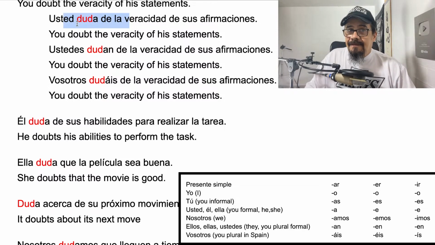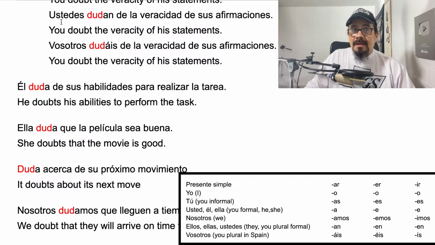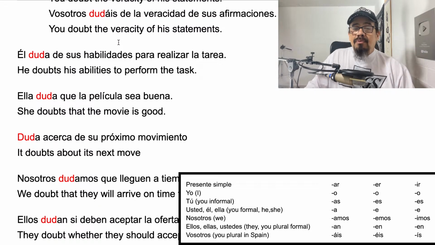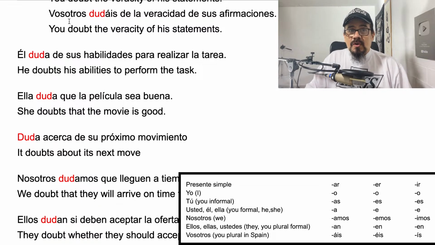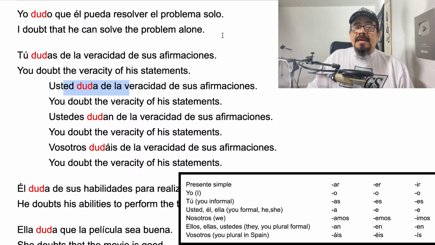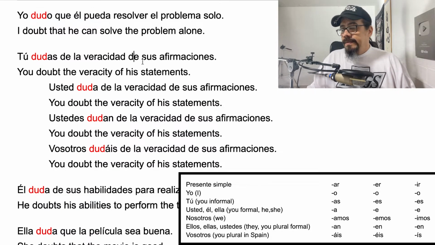When it's formal, singular. Ustedes dudan, for plural. Ustedes dudan de la veracidad de sus afirmaciones. You doubt the veracity of his statements. And plural for Spain, vosotros dudáis de la veracidad de sus afirmaciones. You doubt the veracity of his statements. The sentence in English is the same.